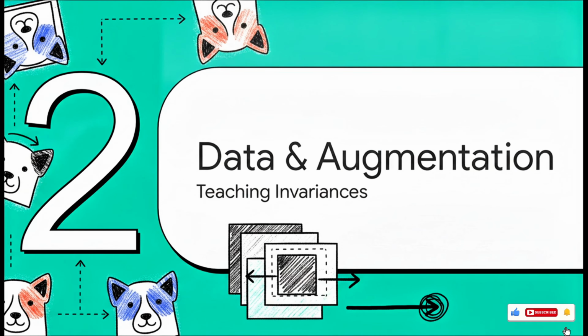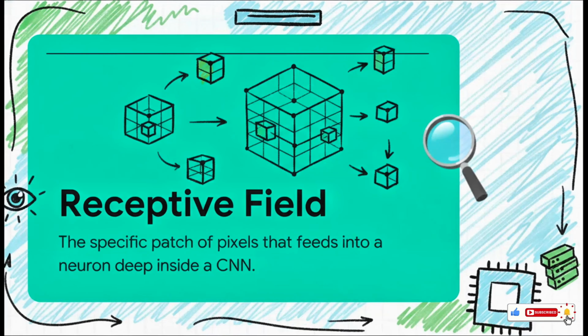Moving right along to section 2, mastering data and augmentation, or as I like to call it, teaching invariances. You see, a convolutional neural network actually only has one built-in bias, and that's for translation, thanks to weight sharing. It doesn't inherently know that a cropped, flipped, or color-shifted dog is still a dog. We have to explicitly teach it those invariances by showing it altered pixels while telling it, hey, this still has the exact same label.